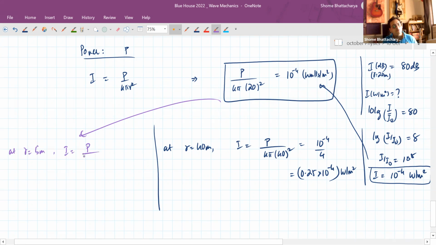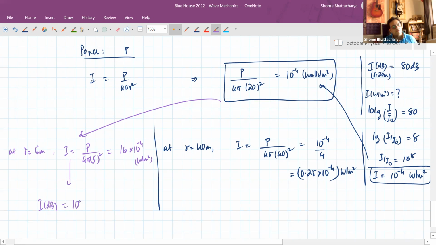That would be P divided by 4 pi into 5 square. So 5 is 1/4 of 20. So this would have become 16 into 10 raised to the power minus 4 in watts per meter square. So now we'll convert this into decibels again.